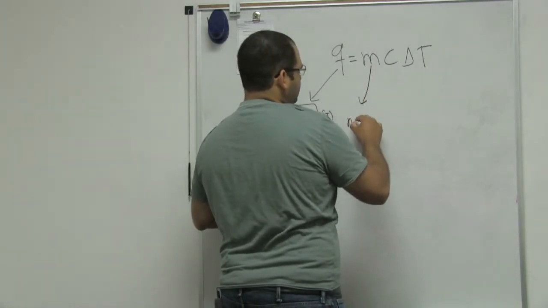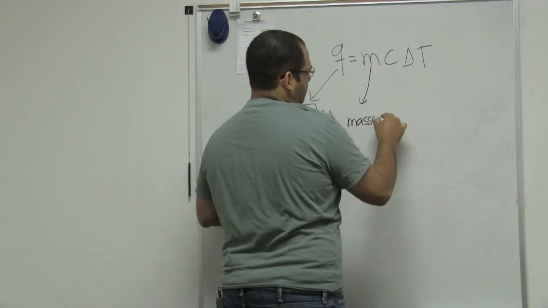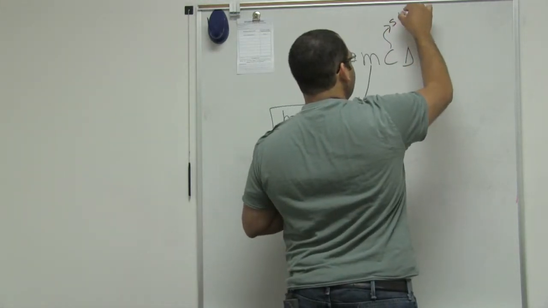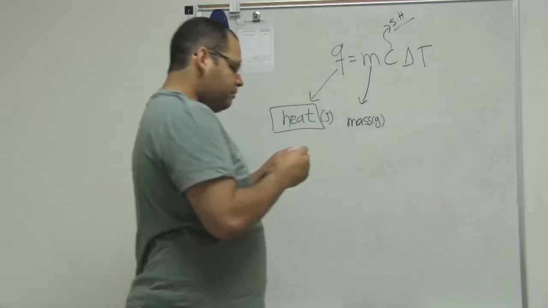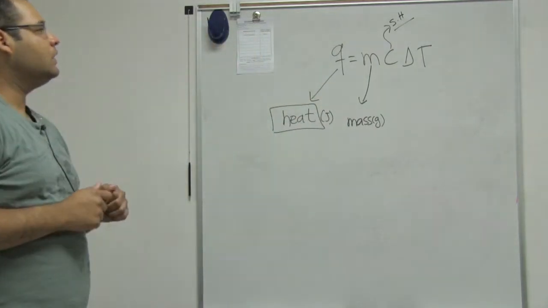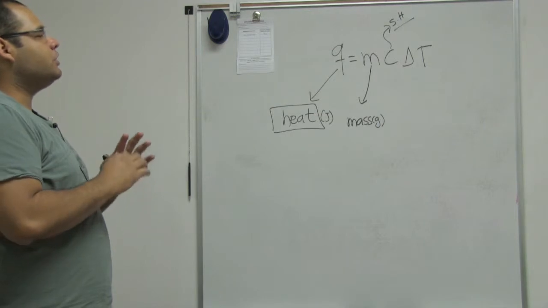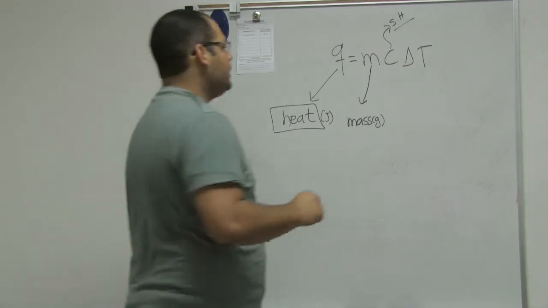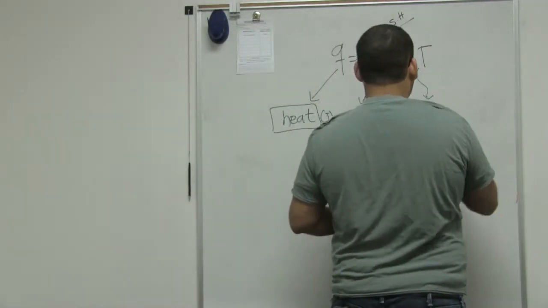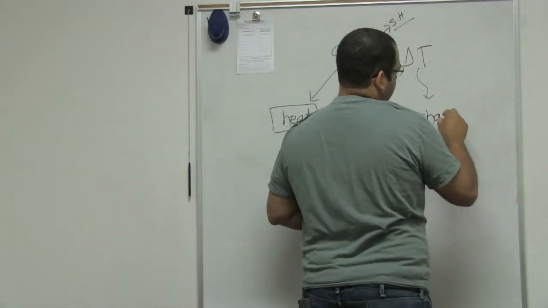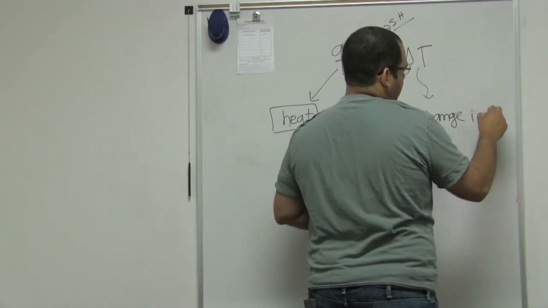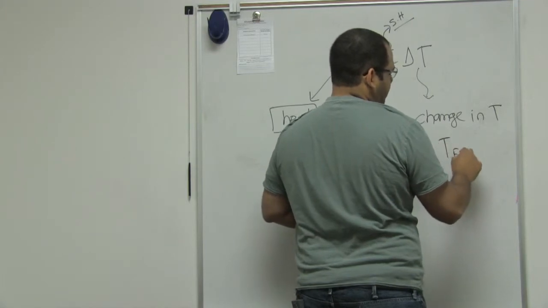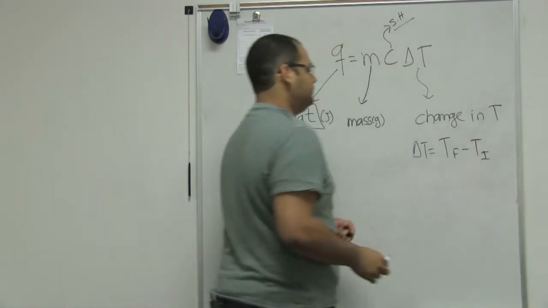M stands for the mass, grams. C stands for specific heat. And in your book, you have a table that gives you specific heats for different metals and molecules. And on here, we have change in temperature. And delta T is equal to final temperature minus initial temperature.